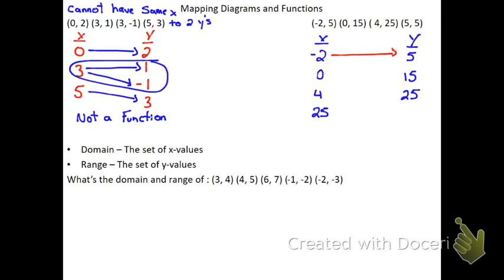-2 matches to 5, 0 matches to 15, 4 matches to 25, and then, I'm sorry, that is not 25, that is 5. 5 will then match back up to 5. And in this example, we don't have one x going to two y's. We've got two different x's going to one y, which is fine. So this one is considered a function.